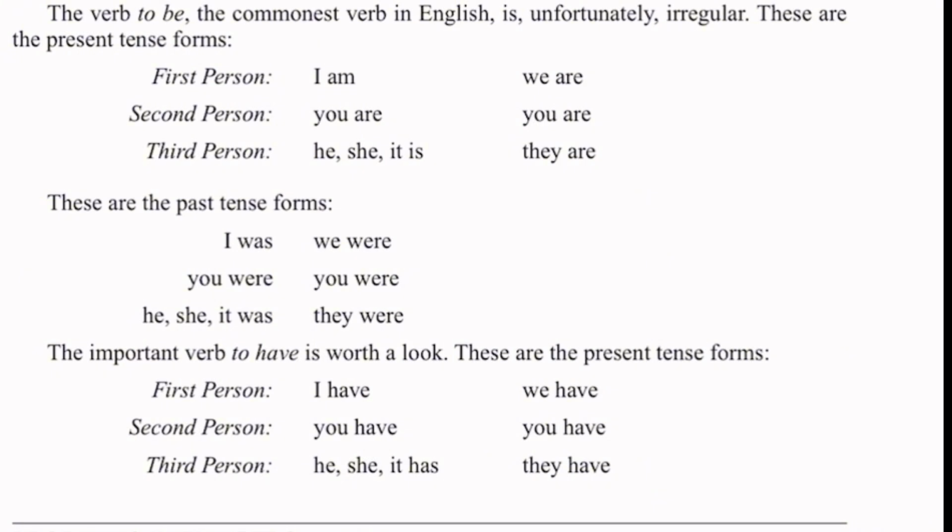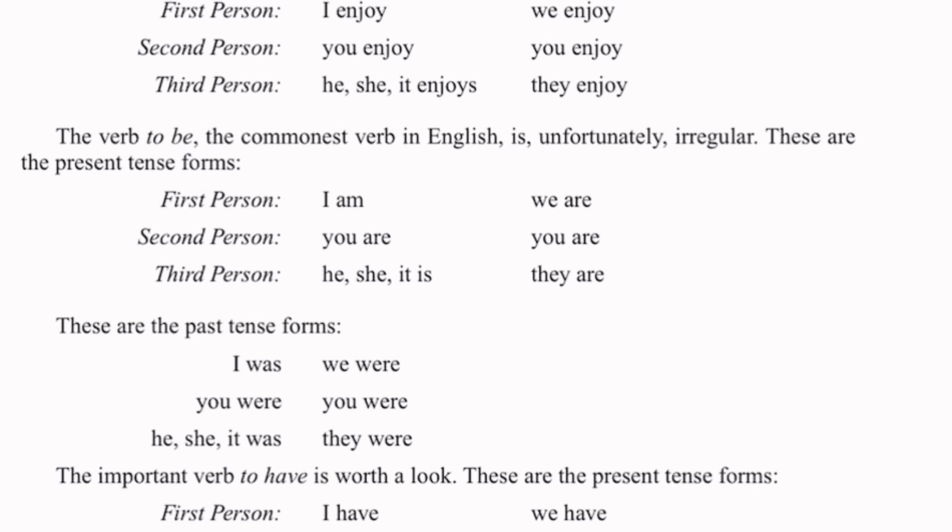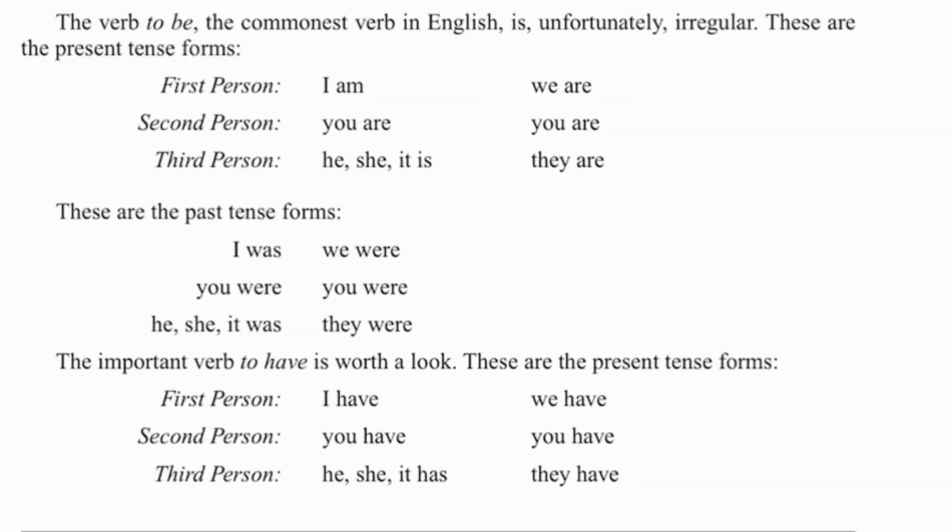Now, if it is verb to be, we say I am. You is constant. We use you for singular and you for plural. I can be talking to one person and say you, and I can also be talking to more than one person and also say you. You are. But it is he is, she is, it is, while it is they are. If it is past, it is I was, we were, you were, but he was.